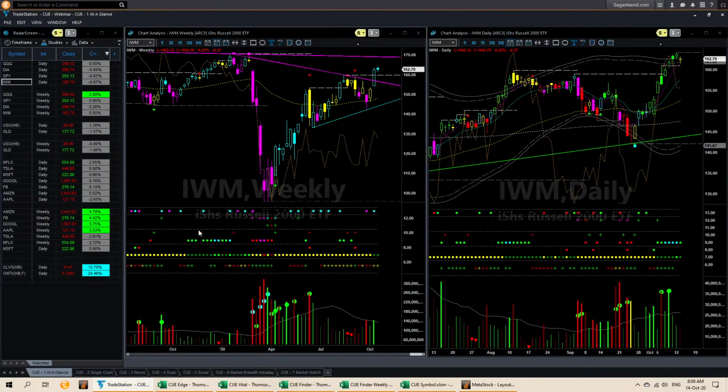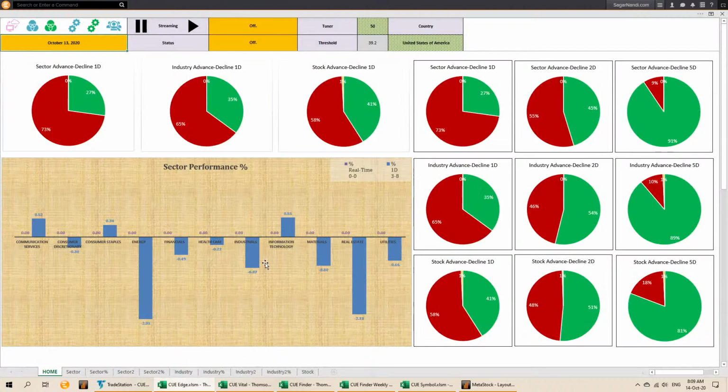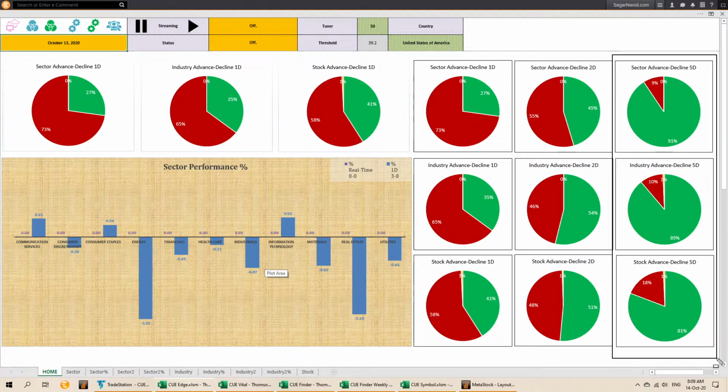What about the sector level? Let's study that from QEdge. If we look at the sector, industry and stock advance decline over 5-day period, running 5 days period, not weekly period but running 5 days, then that is very bullish. 91% of sectors, 89% of industries and 81% of stocks are bullish.